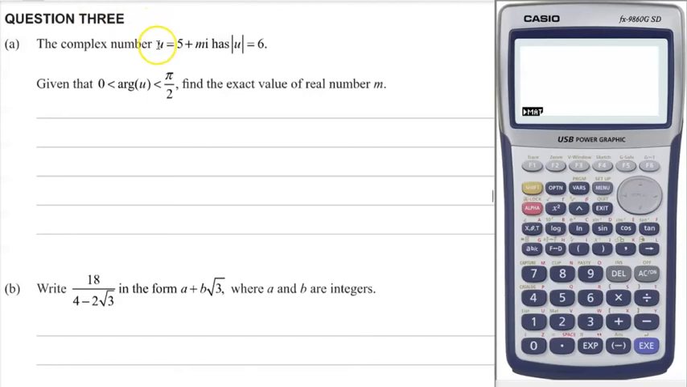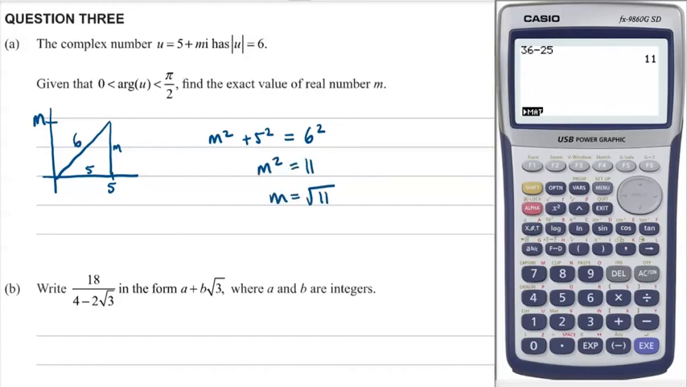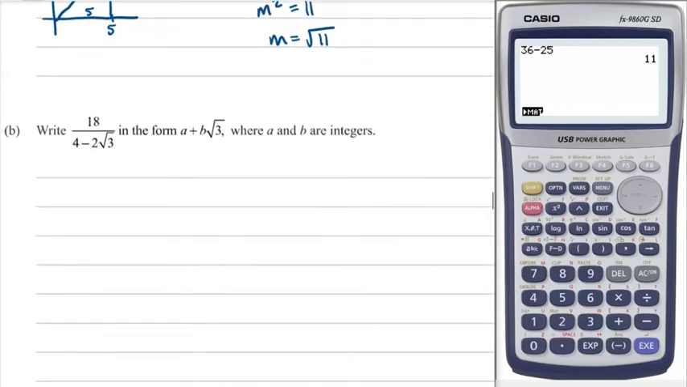Right, 3a, we've got this complex number like this. The modulus is equal to 6. The argument is between 0 and pi by 2, which tells us it's in the first quadrant. So we have where this is 5, and this would be m. So we've got this rectangle, m and 5. So m squared plus 5 squared will be equal to 6 squared because we're told that modulus is 6. And working that through, we get that m is the square root of 11.